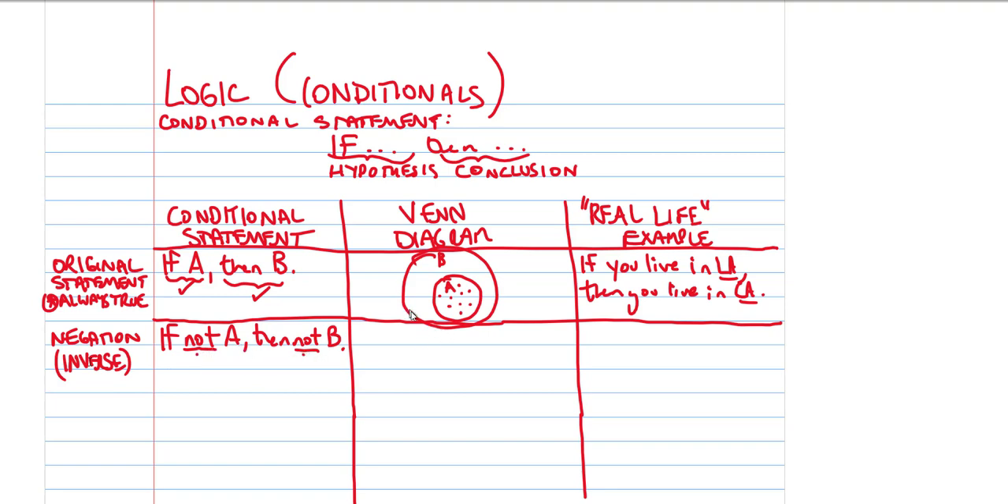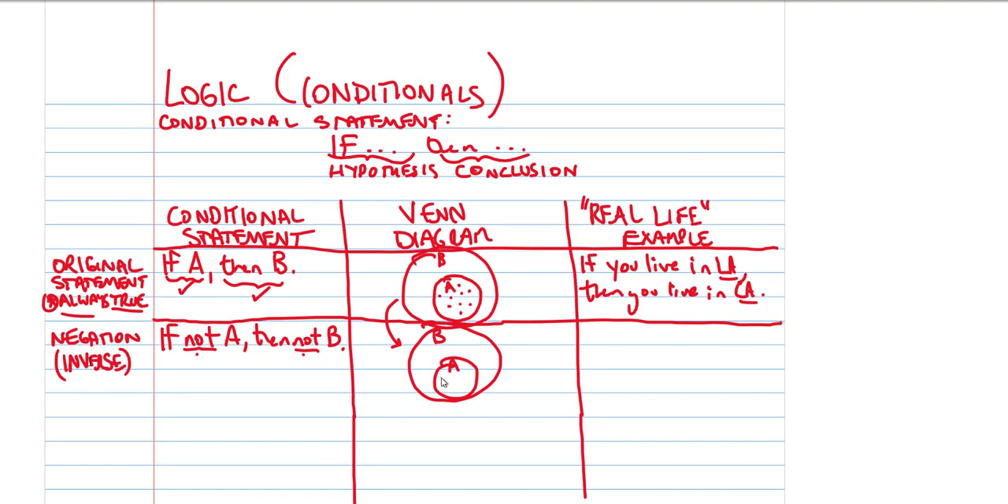Now, in terms of the Venn diagram, we're going to bring the same Venn diagram down. We're going to use the Venn diagram that corresponds to the statement that we defined as always true. And we're going to see if this negated statement, this inverse statement, has the same truth value as the original statement.